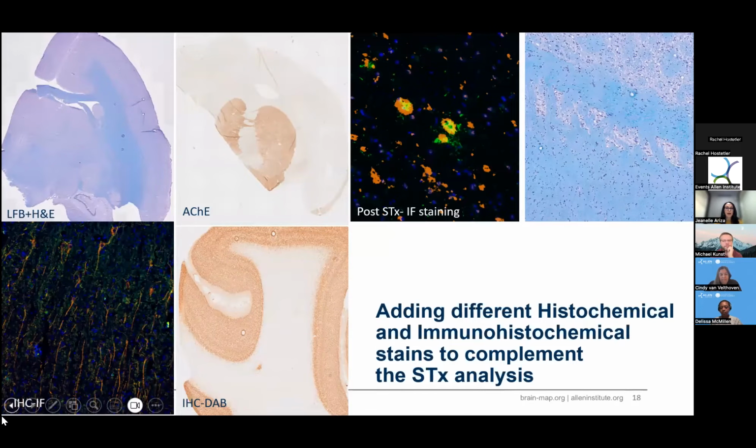So when I mentioned that we're collecting different histological slides, it's because we also do different types of stainings on the tissue to assure the quality and make it easier to complement the analysis on the spatial transcriptomic side.